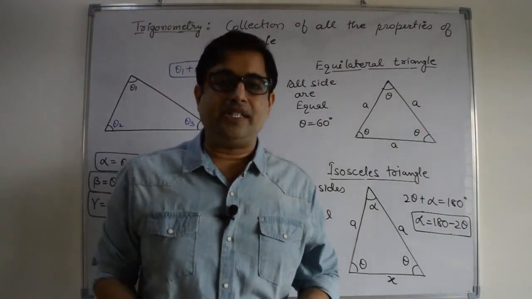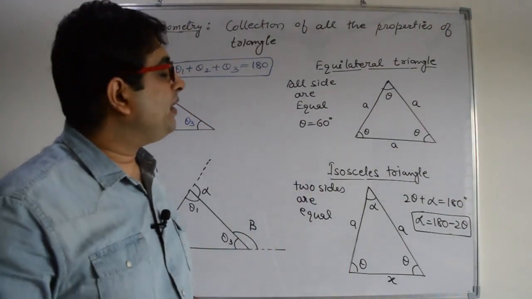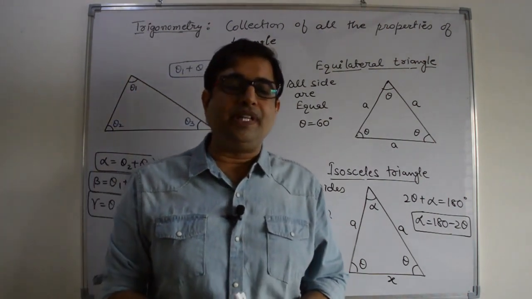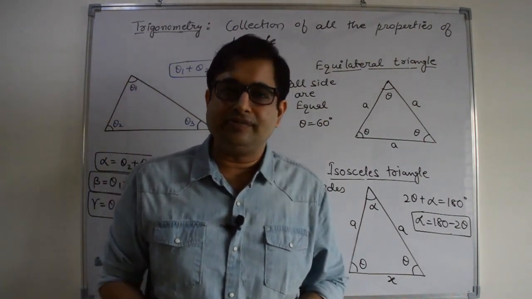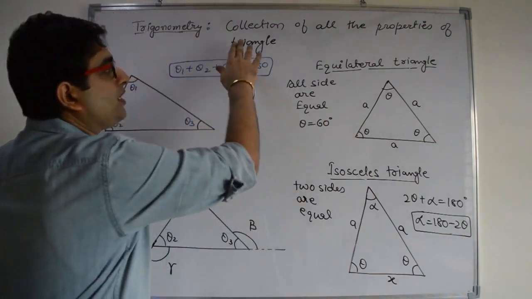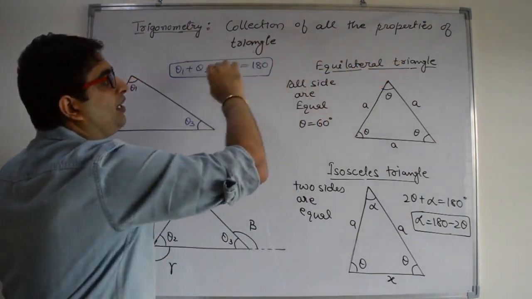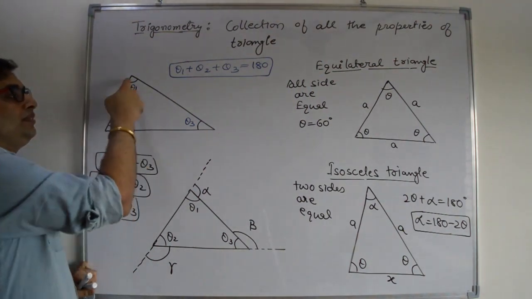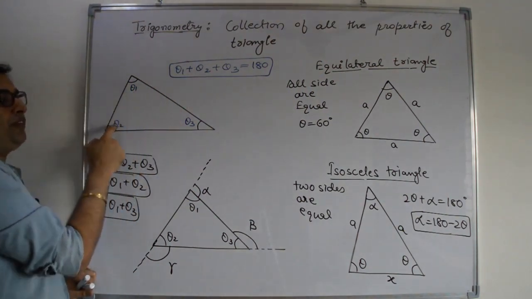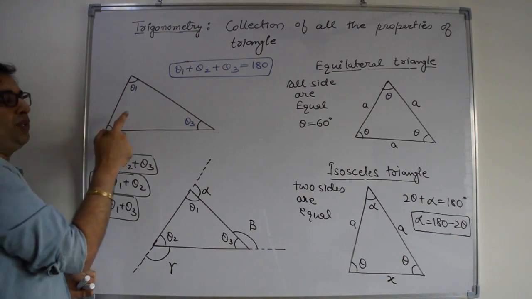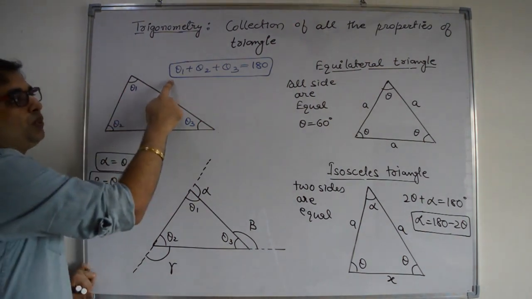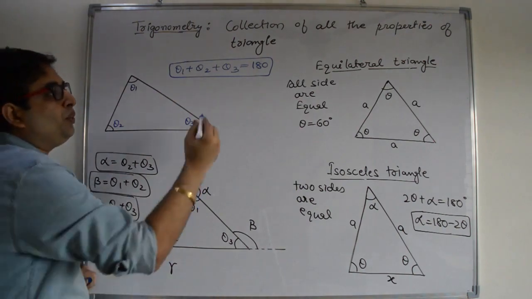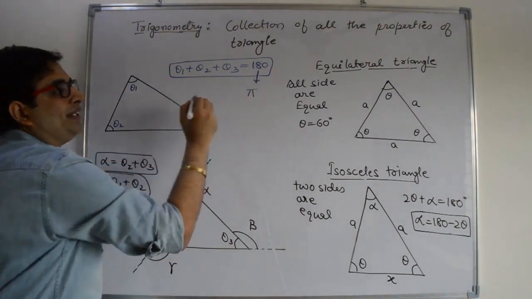Now let us see trigonometry. What is trigonometry? Trigonometry is collection of all the properties related with a triangle. What is triangle? 3 sides, 3 different angles, theta 1, theta 2, theta 3, and the total sum of all the 3 angles is 180 degree, or you can say it is pi radian.